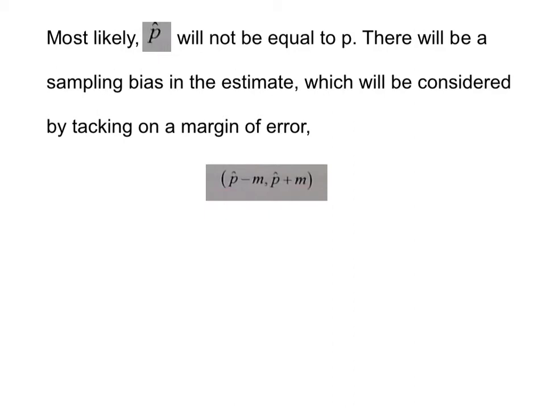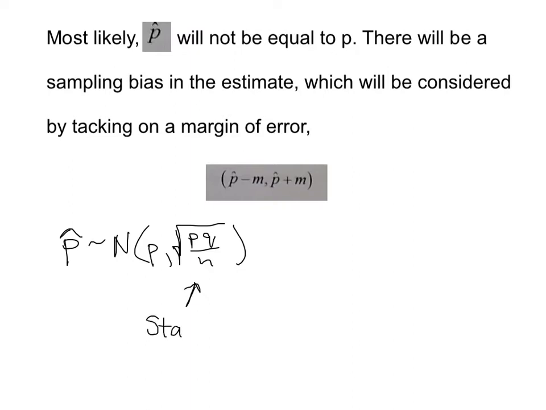Remember that the P hats are normally distributed with a mean of P and a standard error of the square root of PQ over N. That's everything under the square root. And remember, this is called standard error, and we usually abbreviate it SE. This is just the standard deviation of the sampling distribution of P hats.